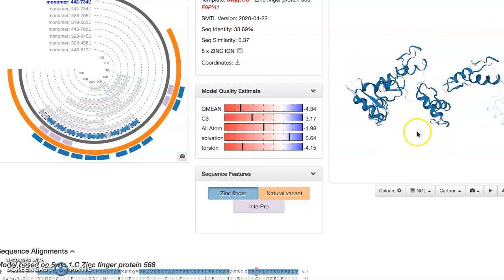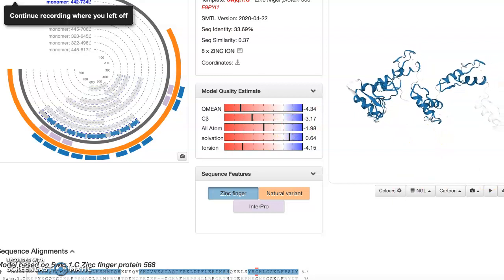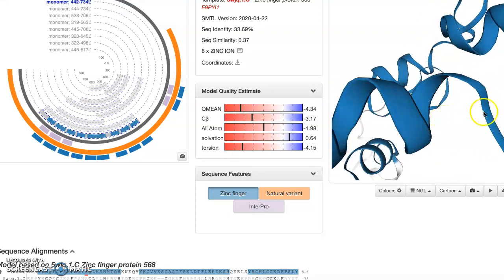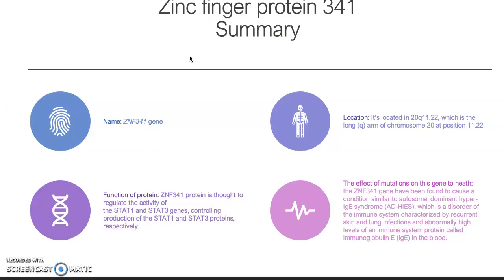Here you can see the zinc finger protein structure and a 3D version. It's an alpha helix structure, and you can go up close and get a better look at it. And here's a summary of everything.